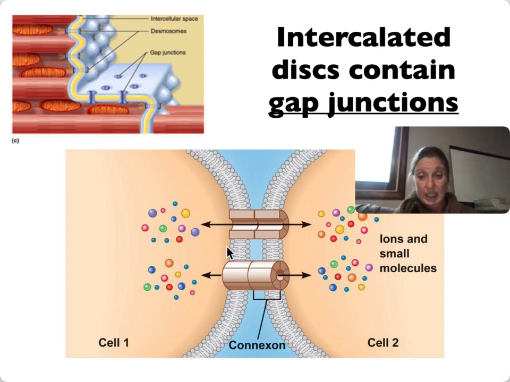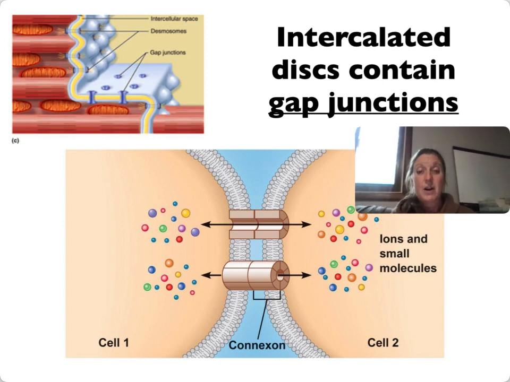Here's another way of looking at it. Here are the two cells, and there's a channel that connects the inside of one to the inside of the other. This is different from the channels that we've seen so far that are connecting the inside of the cell to the outside in order to do an exchange with the outside environment, move ions or fuel molecules. This is directly cell to cell, and this is super important in the heart.